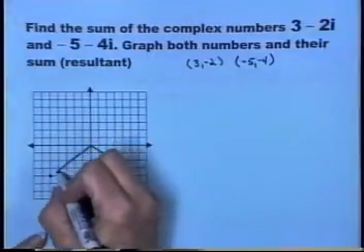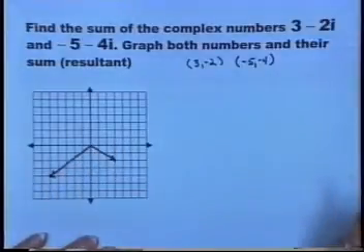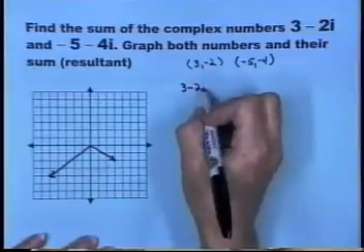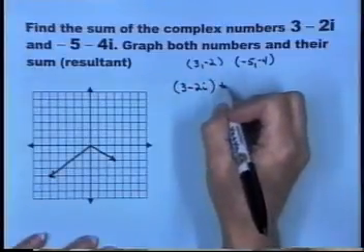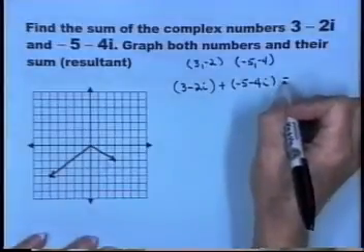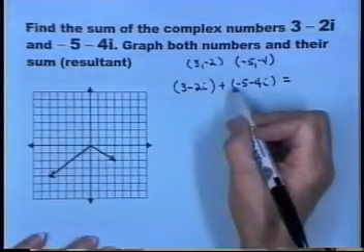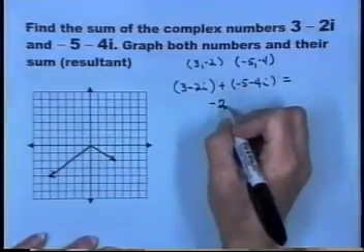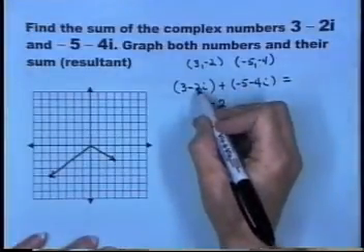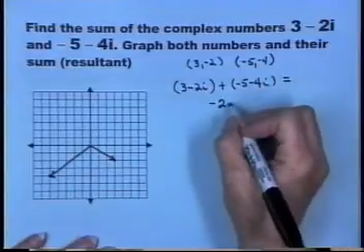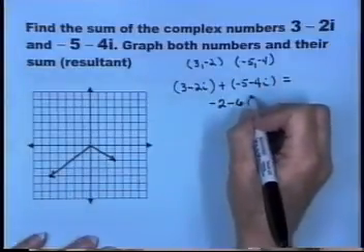Okay, so we're going to come down here. Now it says find the sum: 3 minus 2i plus negative 5 minus 4i. If you recall from algebra, you add the real parts. 3 and a negative 5 added together gives me negative 2. Then you add the imaginary parts. Negative 2i minus 4i. If we add those, we get negative 6i.